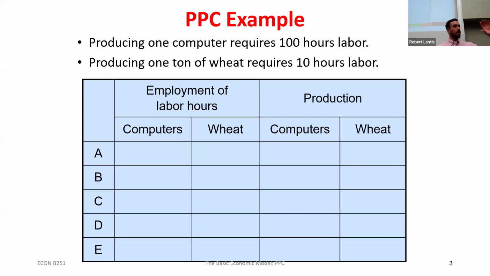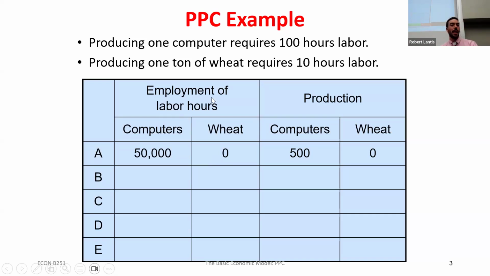So if I think about it, if I've got 50,000 total labor hours, if I put them all towards computer production, how many could I produce? Well, it would be just 50,000 divided by 100, or 500 computers, right? Now, if I'm putting all my resources towards computer production, I can't put any towards wheat production. I'm going to end up with 0. We can then think about, okay, that's probably not ideal. My people need to eat, right?